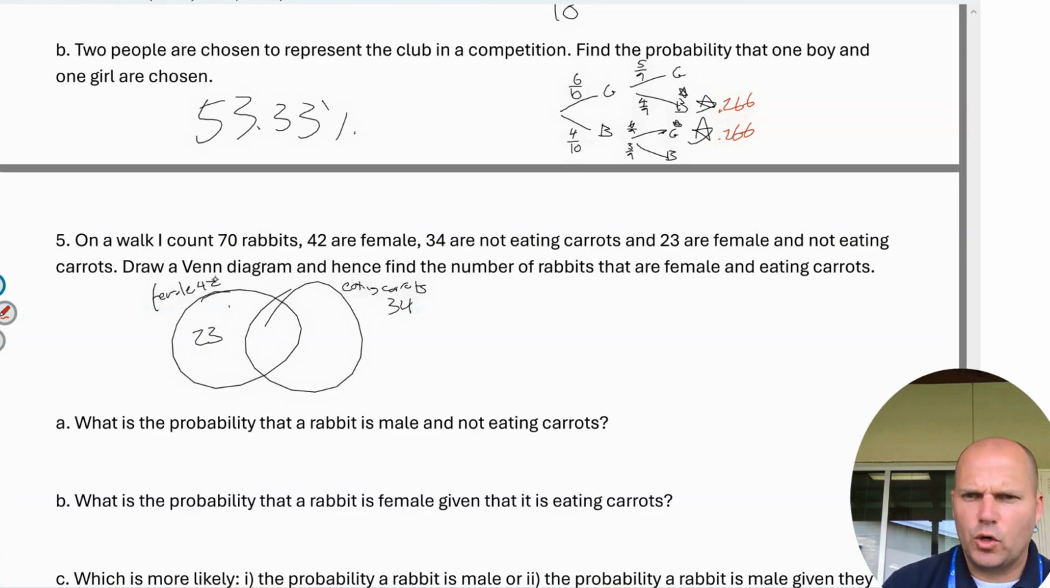All right, cool. 42 are female, 23 are female not eating carrots. That means there's going to be 19 that are female and eating carrots. Subtracting 19 from 34 is 15.